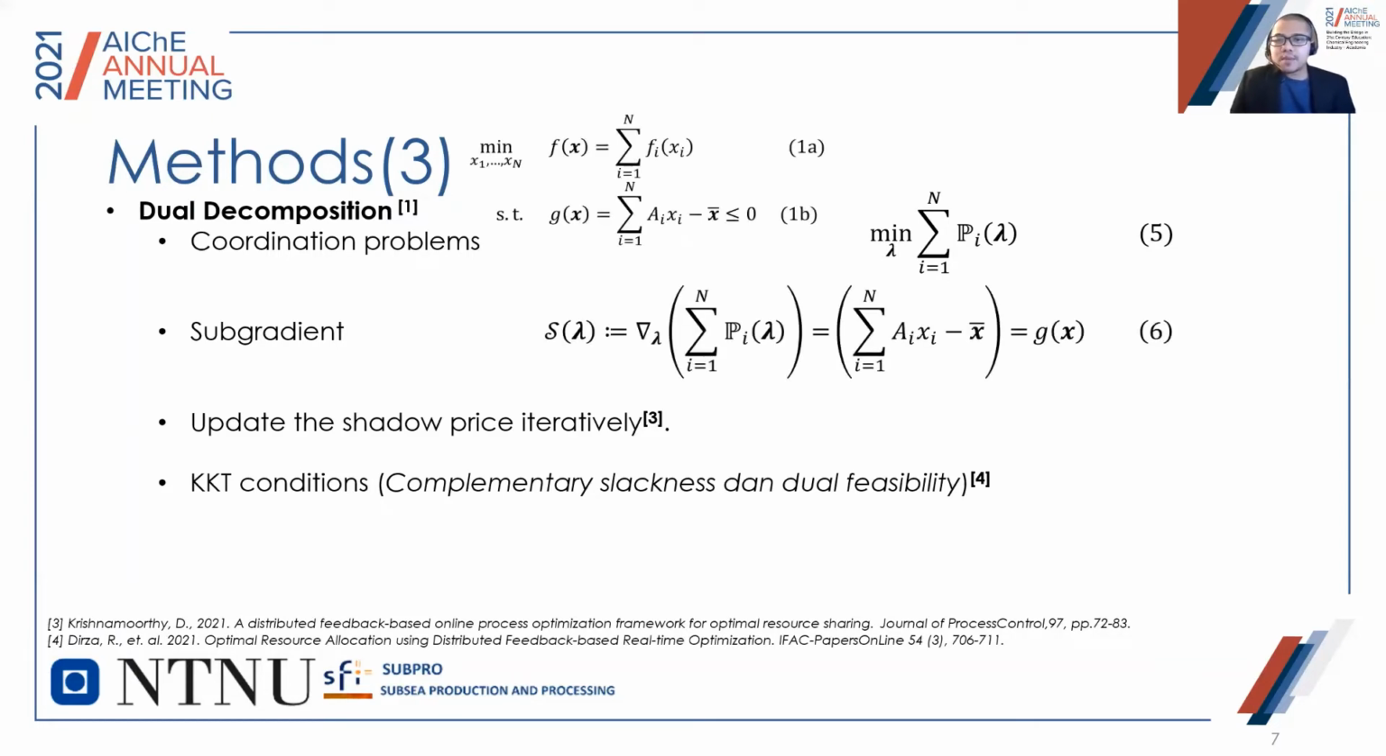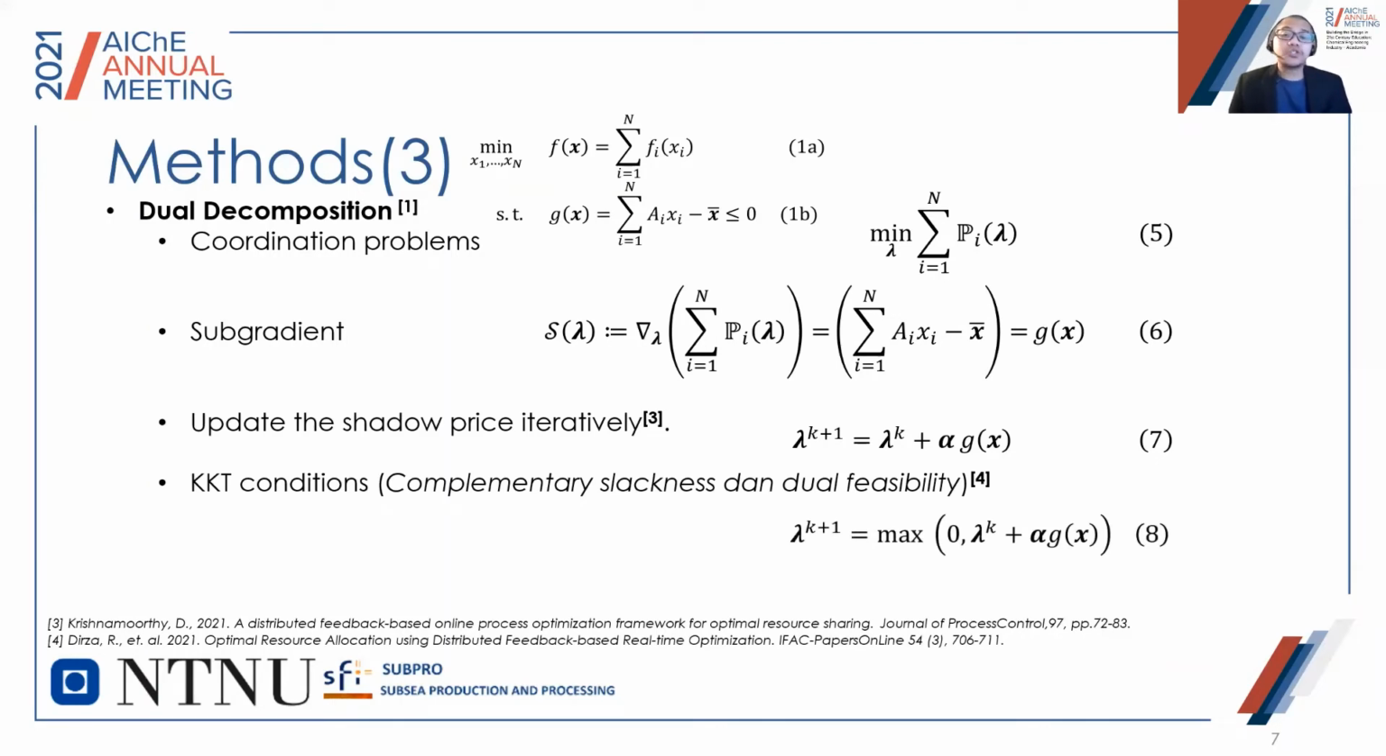As can be seen in the subgradient method, the subgradient itself is simply the coupling constraint g(x). And we do not need to know the local constraints as we do in primal decomposition. Then we can update the shadow price iteratively, where alpha is the step length. We can also see it as a controller where the shadow price is the dual manipulated variable that controls the constraint function to 0. Note that here we consider an inequality constraint in equation 1b.